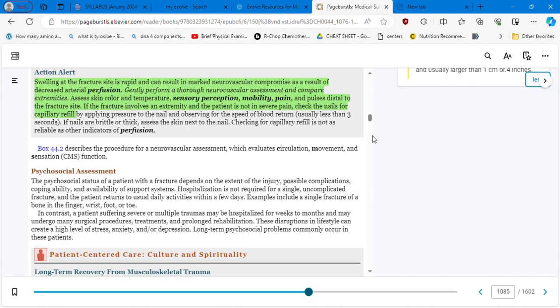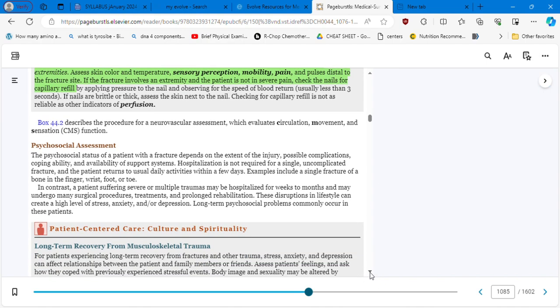Throughout all these chapters, the neurovascular assessment has been analyzed, described, and listed in different ways. At this point, you should be able to do your neurovascular assessment, your 6Ps, which I'm going to refresh again in a few minutes. Neurovascular assessment is very important.